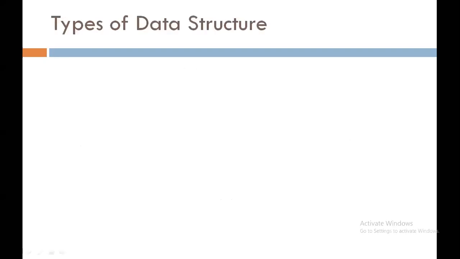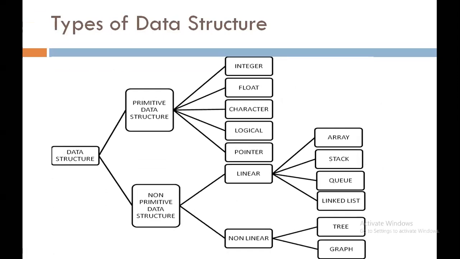Now the next topic is types of data structure. This is a diagram of data structure. Data structure is divided into two main types. First one is primitive data structure and second one is non-primitive data structure. Primitive data structure means it is directly processed by the machine using its instructions, so it is called primitive. And non-primitive data structure is not directly processed by the machine.